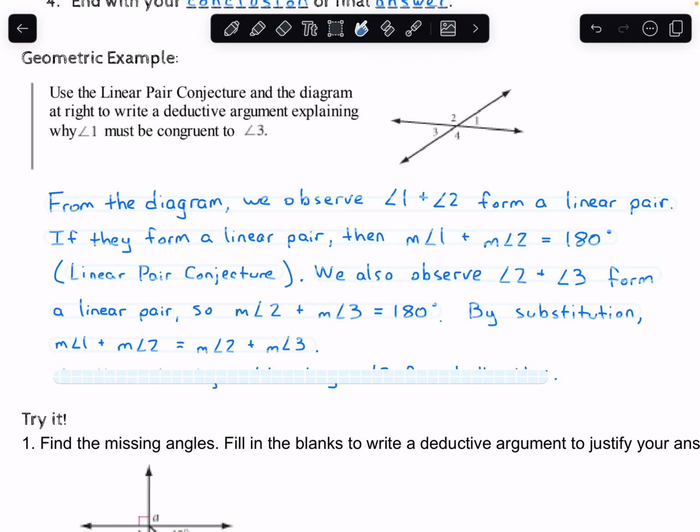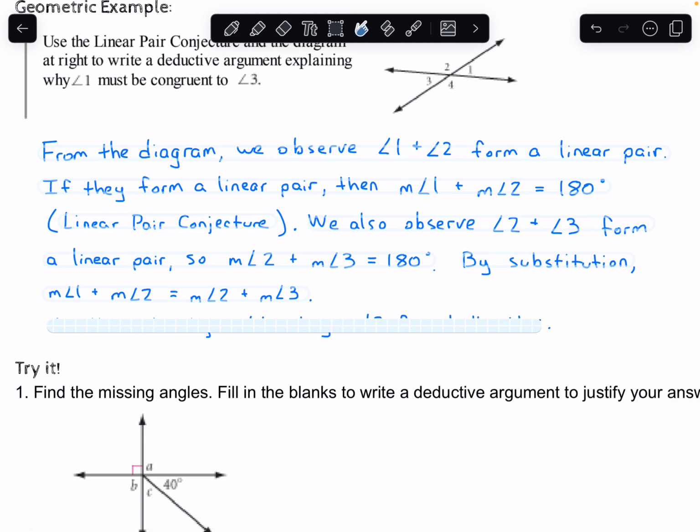So I can substitute. Those two things are both equal to 180, so I will swap one side out for the other to get the measure of angle 1 plus the measure of angle 2 equals the measure of angle 2 plus the measure of angle 3. Almost there. And for my final line, therefore, the measure of angle 1 equals the measure of angle 3 by subtracting the measure of angle 2 from both sides.